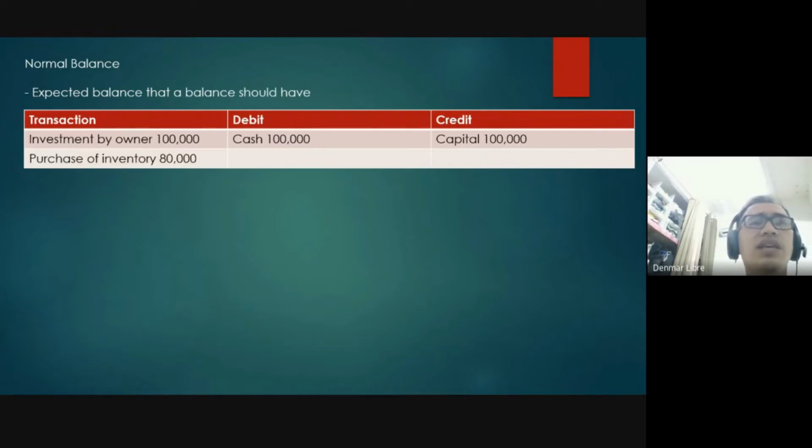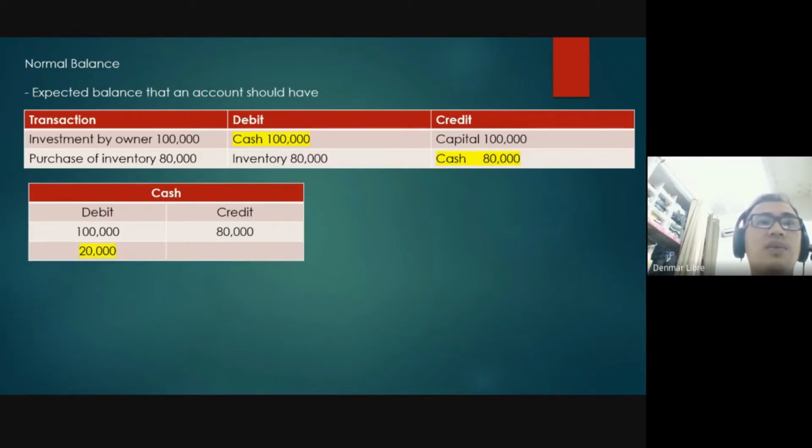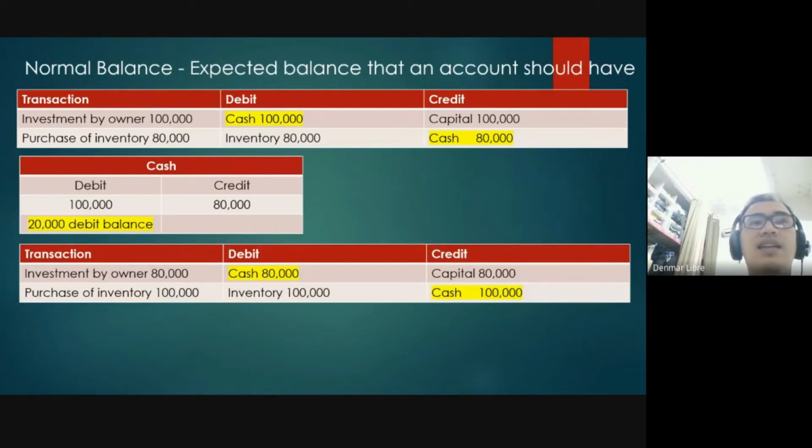Now, in the second transaction, what if the business decides that out of the cash, it will purchase inventory? So the business will receive inventory worth 80,000, and to get the inventory, it needs to give up cash of 80,000. Now, let's take a look at the summary on the cash account. In the first transaction, we have debited 100,000. That means the business has received 100,000. And in the second transaction, we purchased inventory worth 80,000, so the business has given up 80,000 cash. All in all, we have a net cash remaining of 20,000, so we have a 20,000 debit balance.